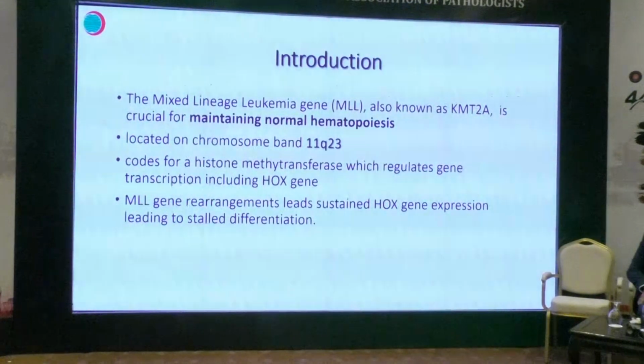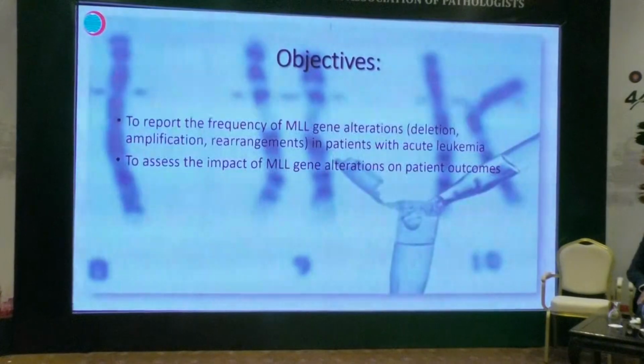Now, what happens when MLL gene rearrangement occurs? It leads to sustained Hox gene expression, which leads to stalled differentiation of the myeloid and lymphoid cells. Normal maturation and normal hemopoiesis are totally halted, and it leads to the sustenance of blast cells in the marrow and peripheral blood.